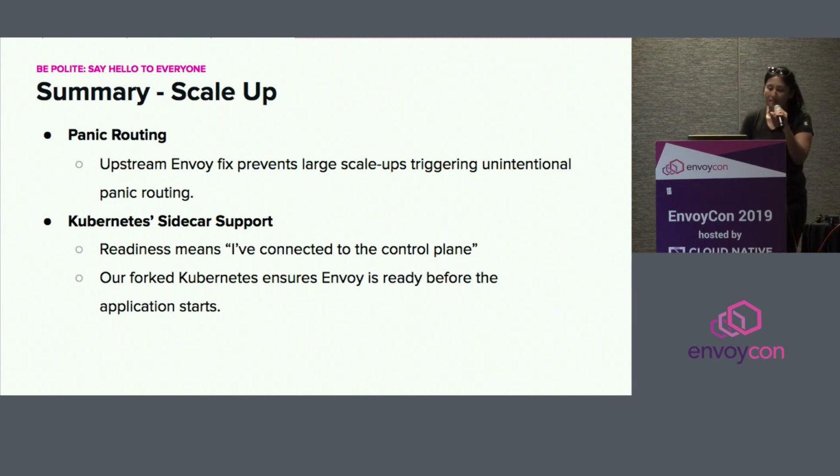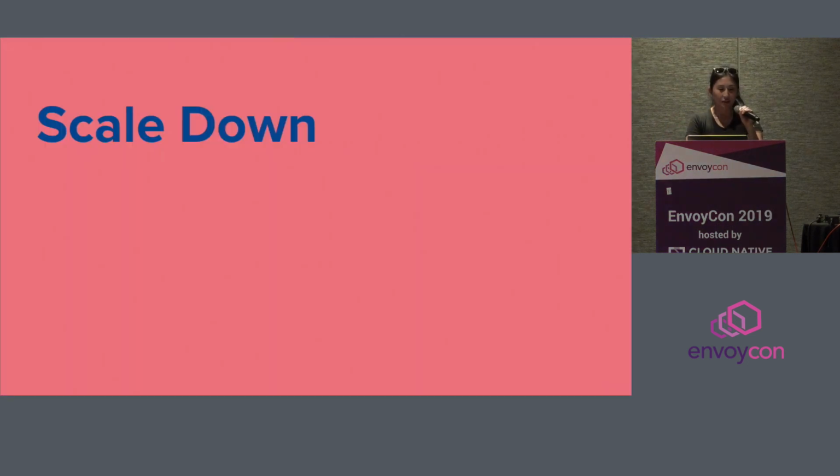So in summary, for scale up, we had issues with panic routing, but due to the upstream Envoy fix, that ended up working out properly. And then the other thing is sidecar ordering. So we added a more representative readiness check for Envoy, as well as forking Kubernetes to ensure that Envoy is started first, or all the sidecar containers are started first before the application. So great. And so Tom is now going to go over scale down.